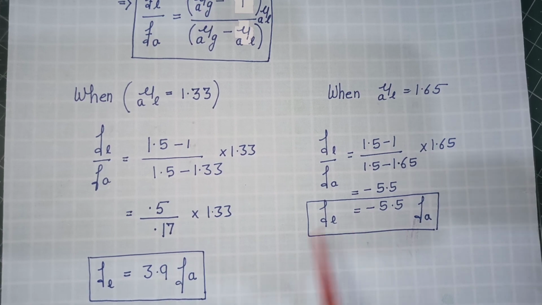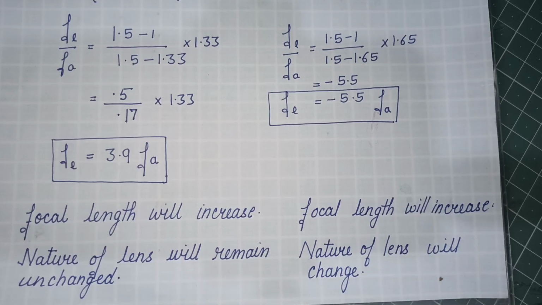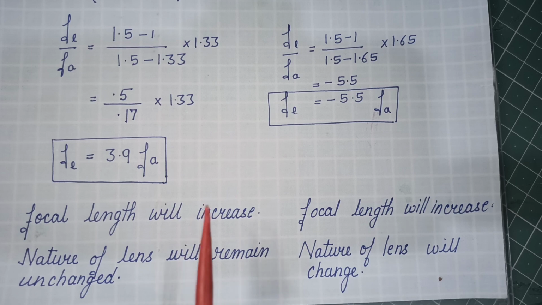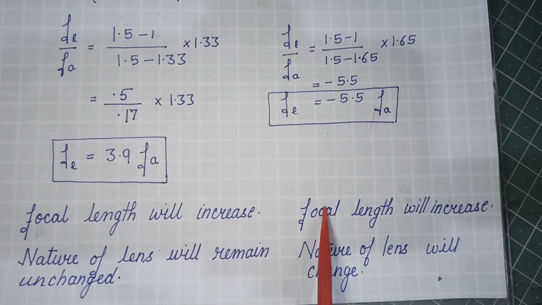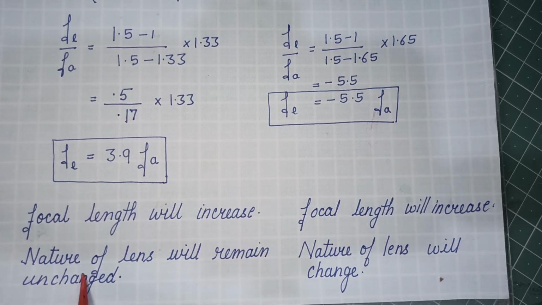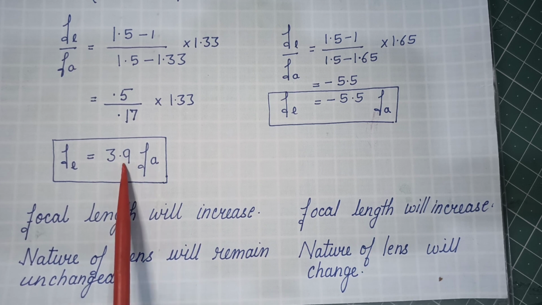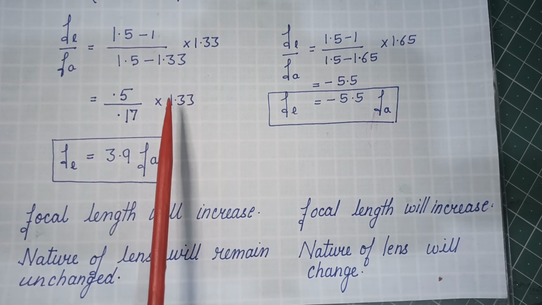So here these 2 points we will note down: whenever the lens is immersed in some medium which has a refractive index more than air, the focal length will always increase in both the cases. But the nature of the lens will remain the same if the refractive index of the surrounding medium is less than the refractive index of glass.